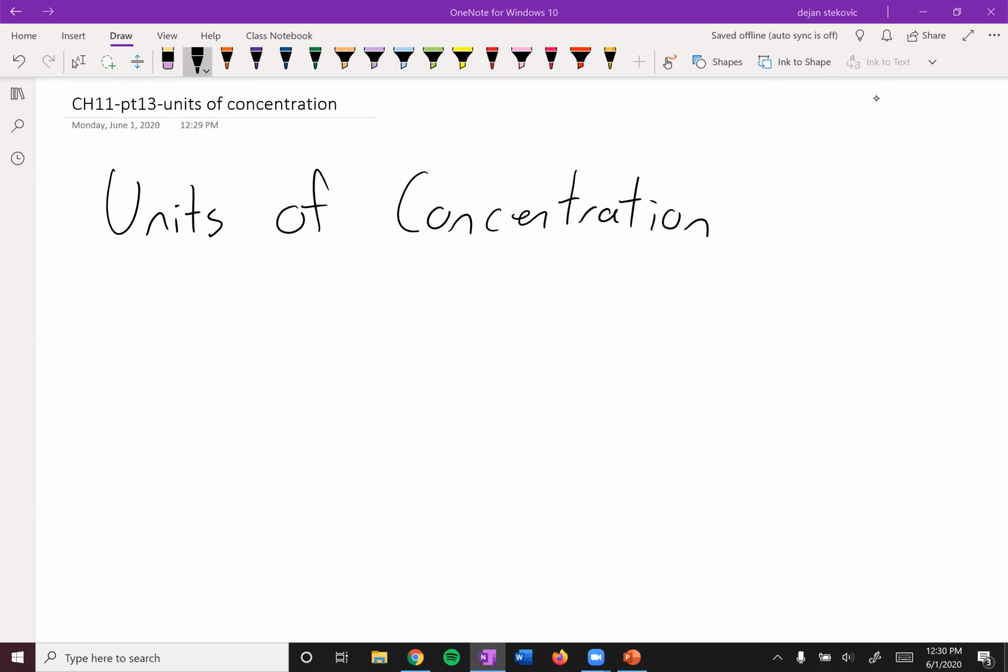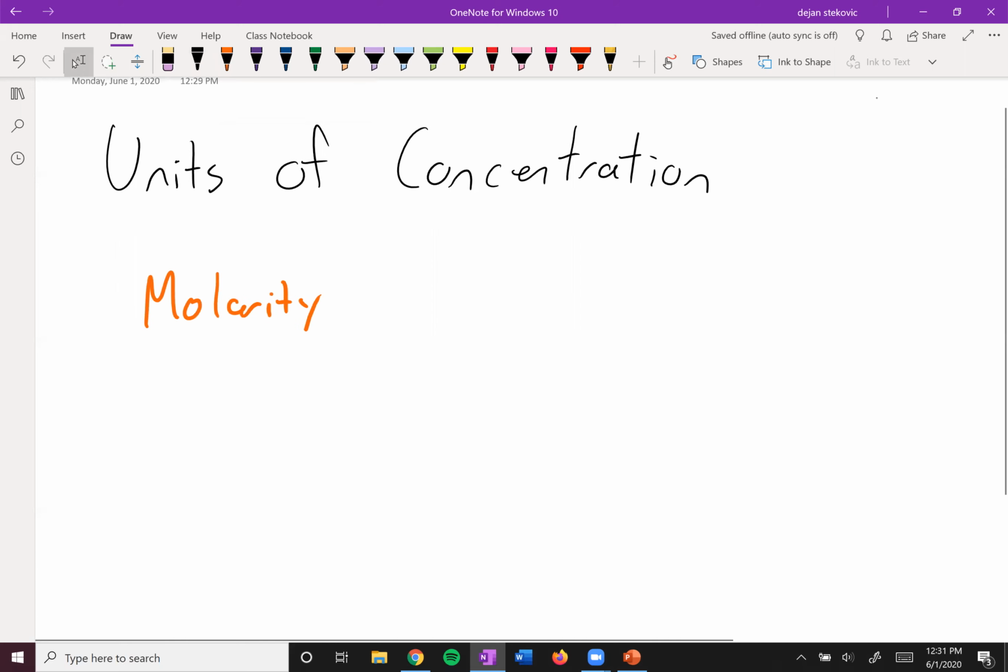All right, so we're talking about solutions, and we said we can make different concentrations of solutions. And so we need to talk about the units of concentration so we can talk about it from a quantitative perspective. So the first unit of concentration, and probably one that you're familiar with, is molarity. Right, you should have learned about this in Chem 101.